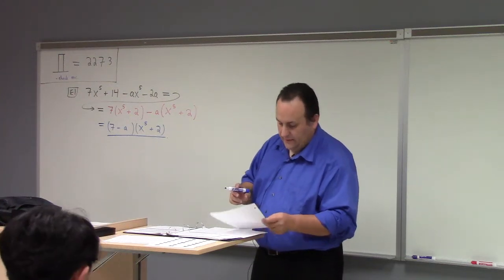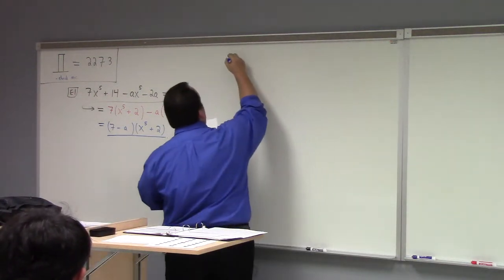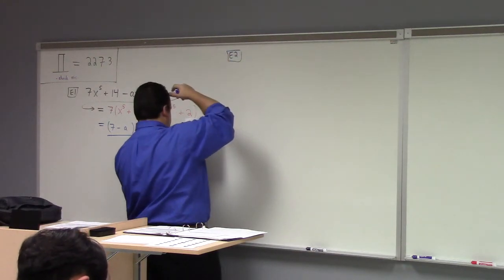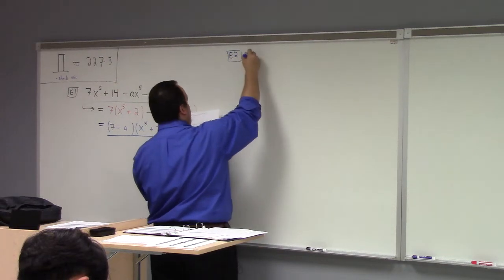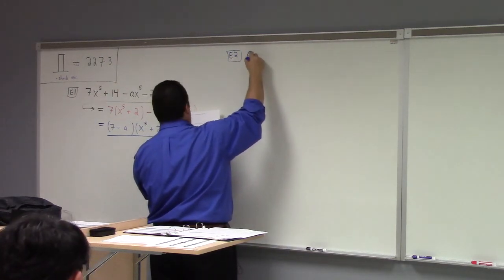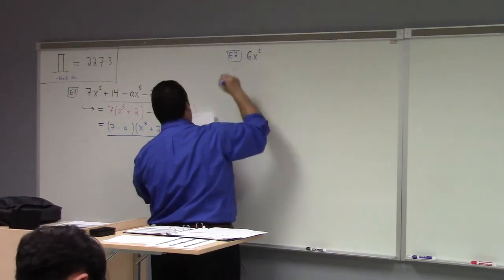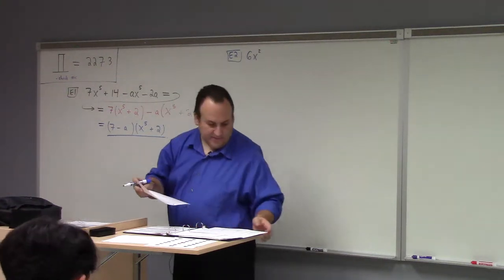Okay, so another one of these. Well, actually, not another one of these, a different one altogether. How about this one? 6x squared. Oh no, I think I did this one last time. Let me not do that one. My bad. Sorry, guys.